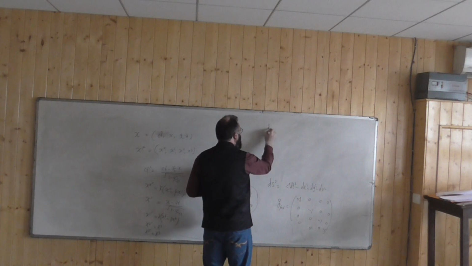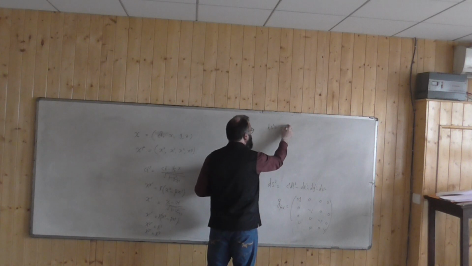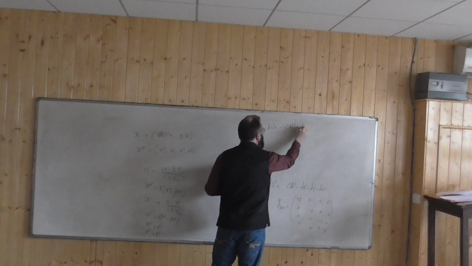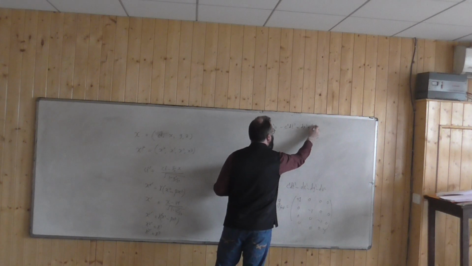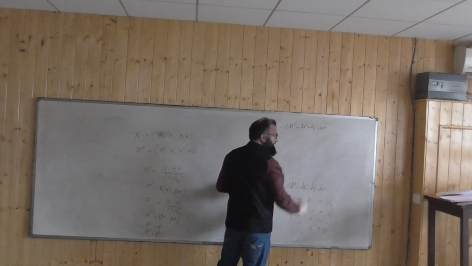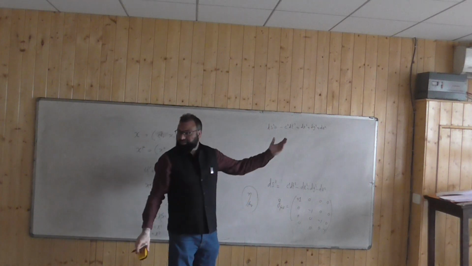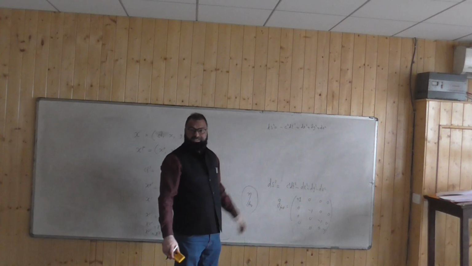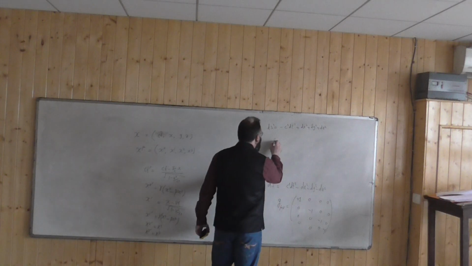You can have another choice: ds square is equal to minus c square dt square plus dx square plus dy square plus dz square. This is also a choice? Okay, good. So what is g here?